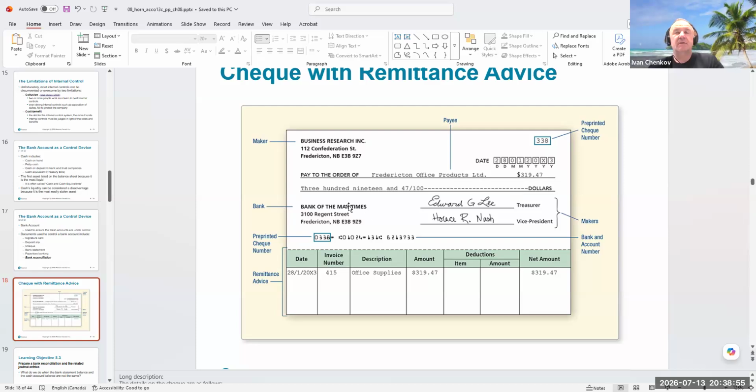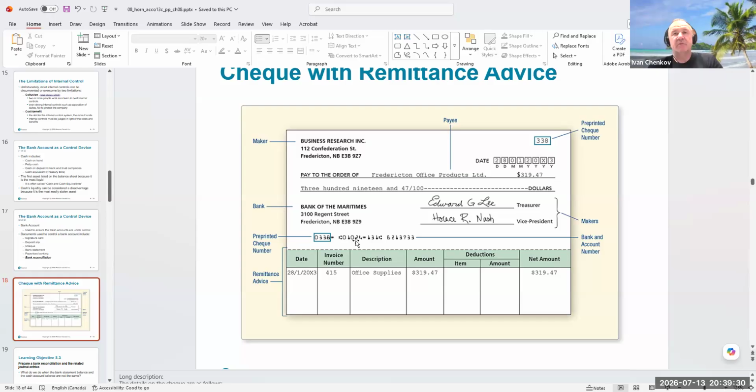Then you're going to have the bank information, which is the address of the bank and branch. And then you're going to have a place for the signature. For control purposes, you can have two signatures in a company. For personal usage, one signature is enough. And on the bottom, you're going to see numbers. Those are not random numbers. The first number, as you can see, is the number of the check. 0338 is the check number.